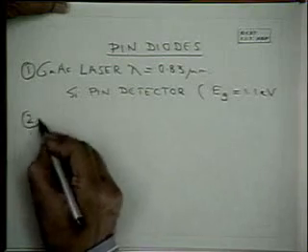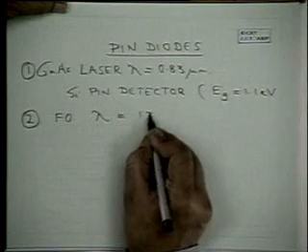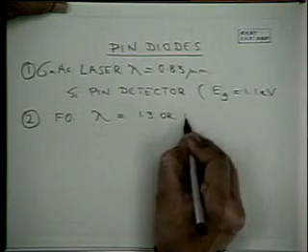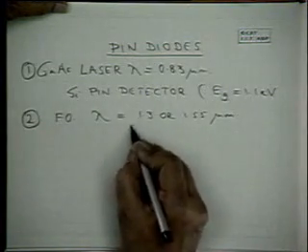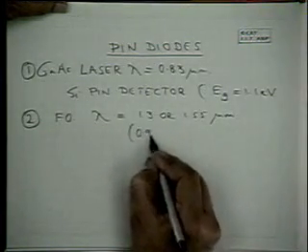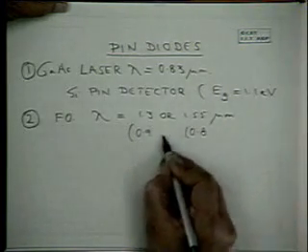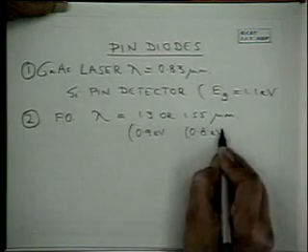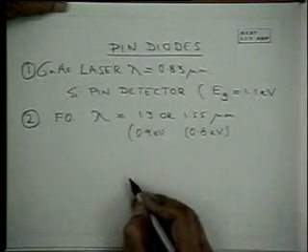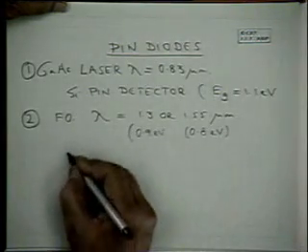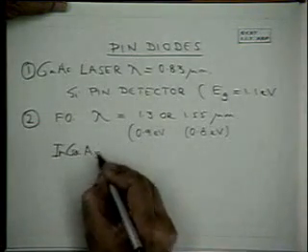Okay, so this is one case. But suppose we want, for fiber optic applications, lambda is 1.3 or 1.55 microns. This corresponds to a band gap of about 0.9, and this is of the order of about 0.8 eV. Obviously a silicon detector will not be responsive to this wavelength. So what do you use? We use an InGaAs detector.